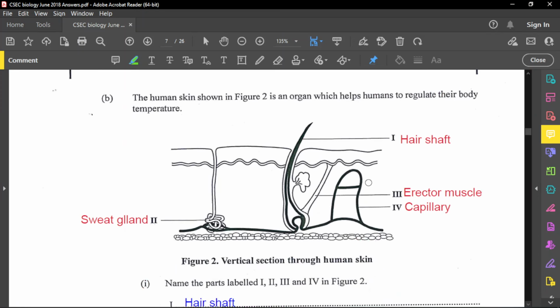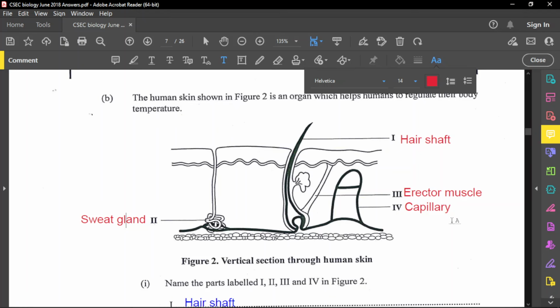For part B, it's the human skin. Figure 2 is an organ which helps humans to regulate their body temperature. And so they ask us here to name the parts labeled 1, 2, 3, and 4. And I labeled them on the diagram as well. So 1 is the hair shaft, 2 is the sweat gland. They got a T out of this, so sweat gland.